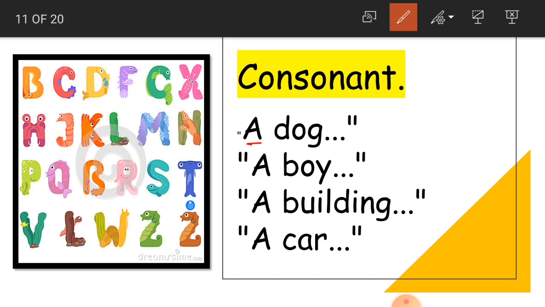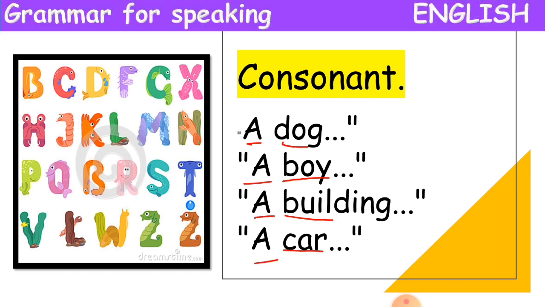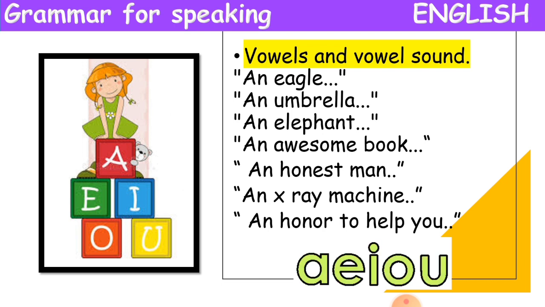Okay, I saw a dog. I saw a dog on the road. I saw a boy running in the park. I saw a building on the corner of my street. I saw a car. Anything. So when you are addressing any object, which becomes a subject, you have to remember that if that object name is going to start with a consonant, then you have to use a. Clear, children?